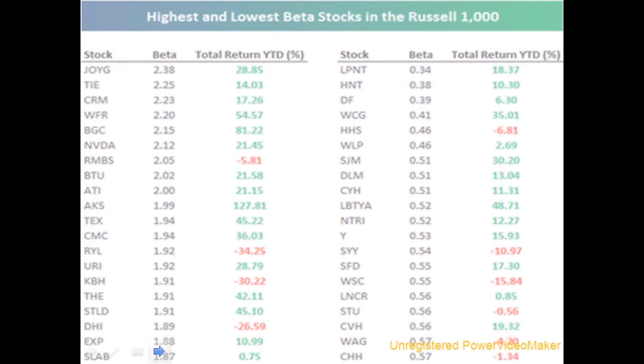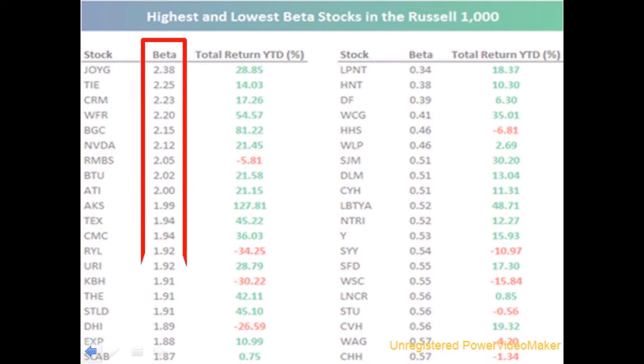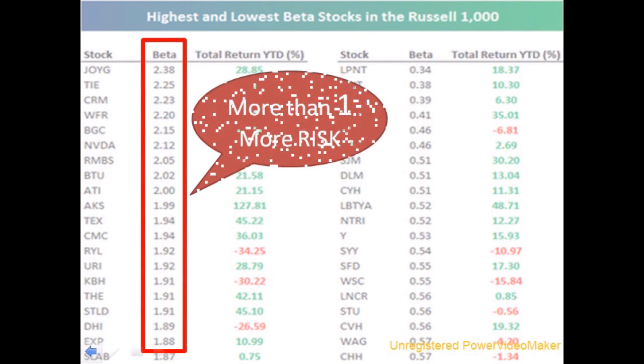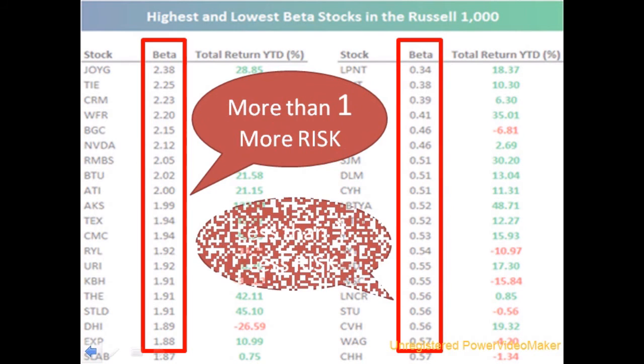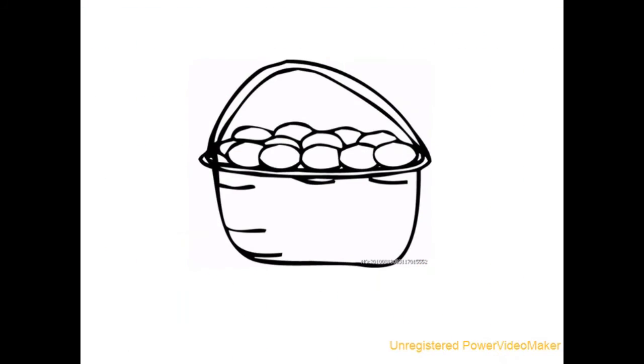Loads of numbers here. What do they mean? If a beta is more than 1, the stock has more risk than the overall market. If it is less than 1, the stock has less risk than the overall market. Also easy, right? Then what about those unique risks? How can we avoid them?